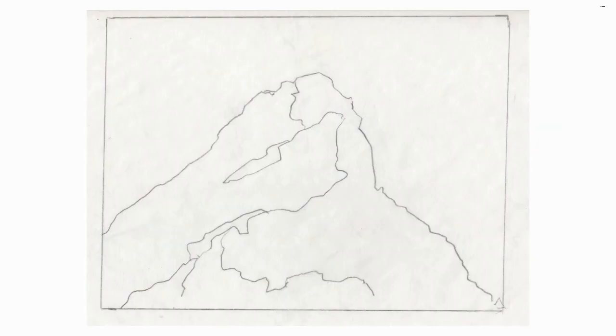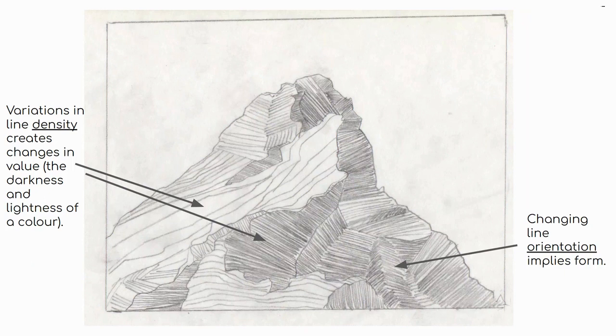So we practiced in class taking a mountain shape like this and then adding lines with a focus on two aspects in particular, and that was changing the orientation of the line like we see on the right hand side, changing the angle in order to start to imply three-dimensional form, and then also changing the density of the line.